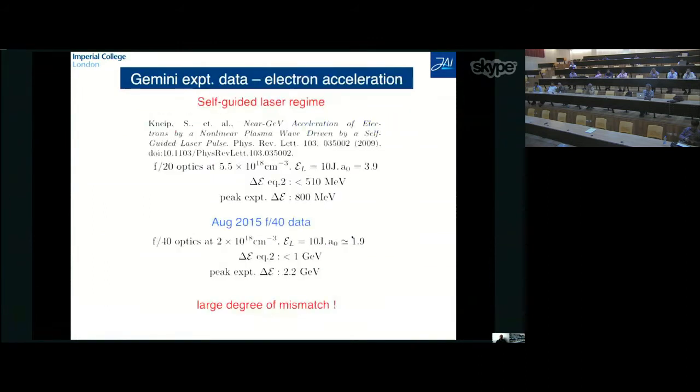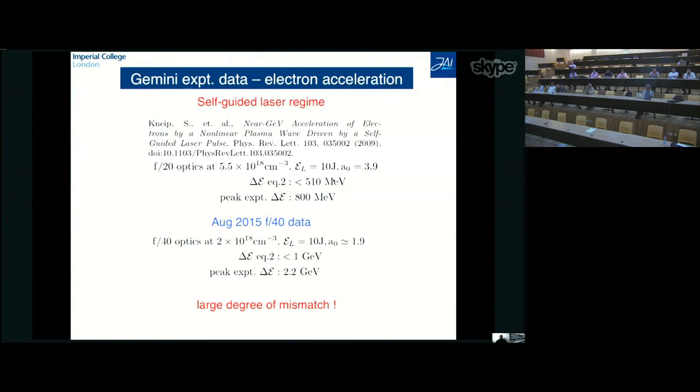So let's look at the context in which we are investigating this work. There have been several experiments at Gemini on the self-guided laser regime for electron acceleration. One such result is presented in this paper by Stefan Nee et al. in 2009, where they showed that you could get close to a 1 GeV electron beam by using a plasma with a density of 5.5 times 10 to the 18th per centimeter cubed, and a typical Gemini laser pulse of 10 joules and a0 of 3.9. If you go to the equation for the energy gain in the matched regime, it only predicts energies of 510 MeV, whereas in the experiment you get energies as high as 800 MeV on some shots.